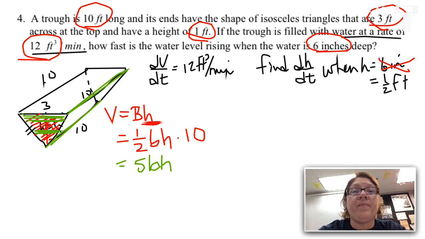Now again, I would like to have this equation in a single variable, and since I'm supposed to find dH/dt, I would like it all in terms of height.